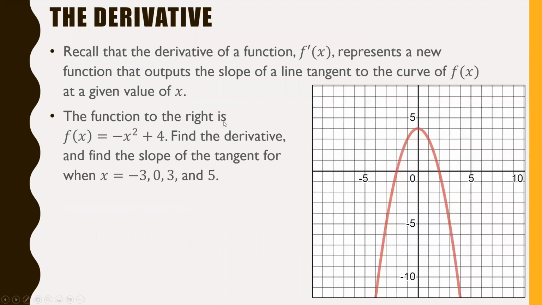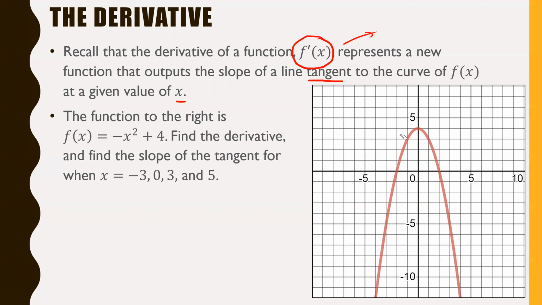Let's get started. So just a reminder as to what the derivative is. Recall that the derivative of a function, which we always denote as f prime x, represents a new function that outputs the slope of a line tangent to the curve of f of x at a given value of x. In total plain English, you can get a derivative, which is a new function, that when you plug in some x, like let's say x is -1, you can find what the slope would be at that point. So the new function just tells you what the slope is of that original function at any point x.